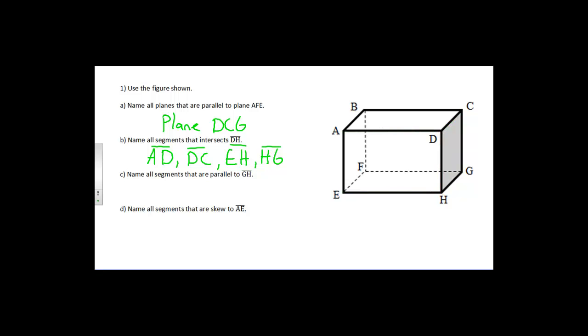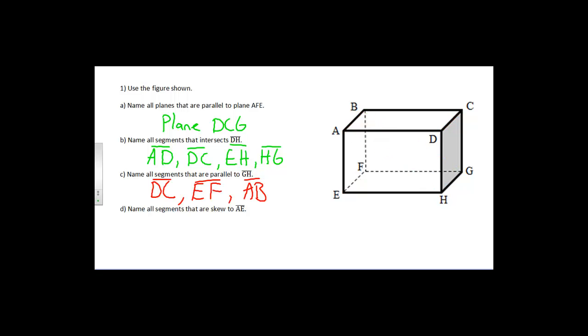Part C, name all the segments that are parallel to GH. GH is on this particular plane, DCG. On that plane, there is line segment DC, which is parallel to it. Line HG is also on plane EFG, so there is a line segment there that is also parallel to it. And now the plane's not drawn in, but there's really another plane here, plane ABG, the plane that goes diagonally through here. That plane also has a segment called AB, which is parallel to HG.